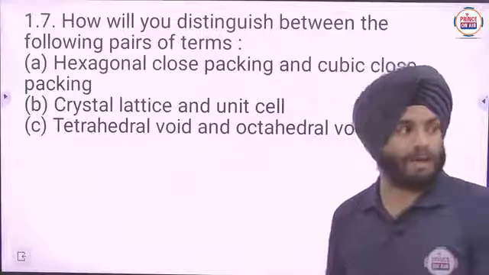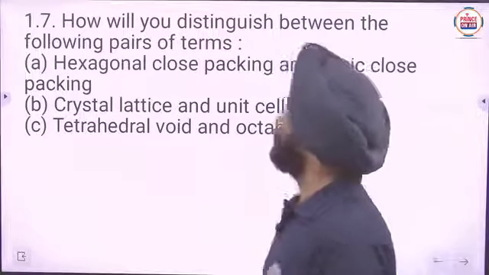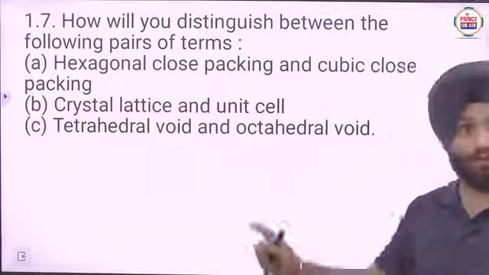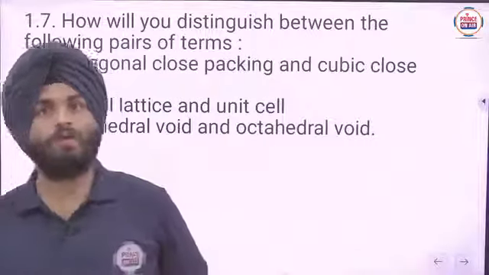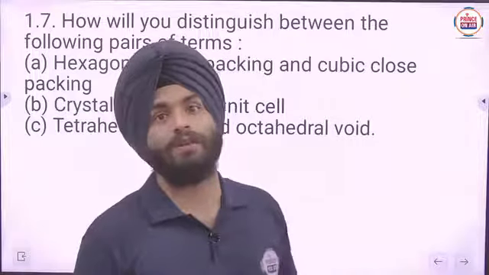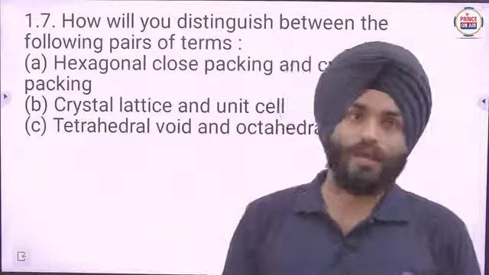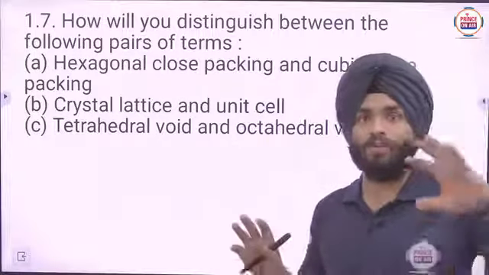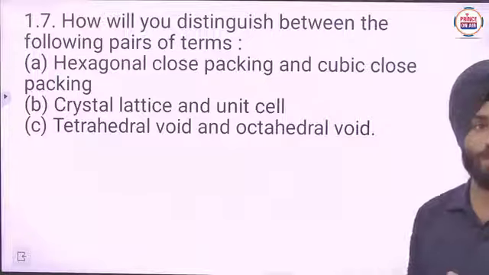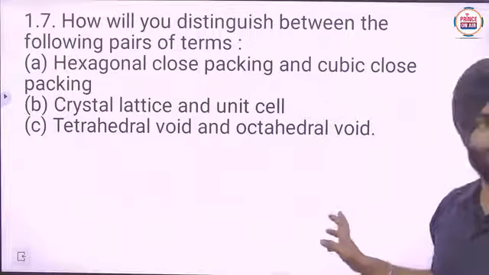Next is crystal lattice and unit cell, which we have also discussed there. Tetrahedral void and octahedral void, we have also explained in that particular lecture. You can see all the answers in that lecture. That's why I am not explaining here. Clear? So shall we move on now?